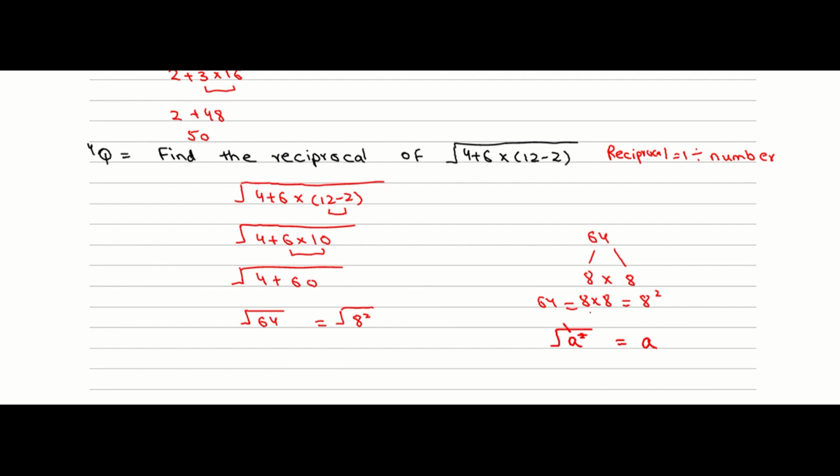So we have cancelled the square root with this square, and we are only left with 8. And because our question is to find the reciprocal of that number, we will write it as 1 divided by 8. So this is our answer for this question. I hope it's clear, but if it's unclear, you can ask in the comment section.